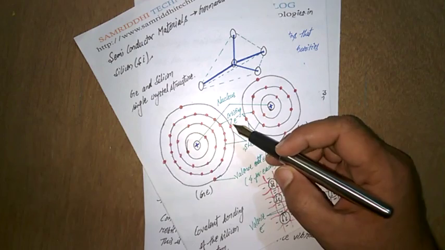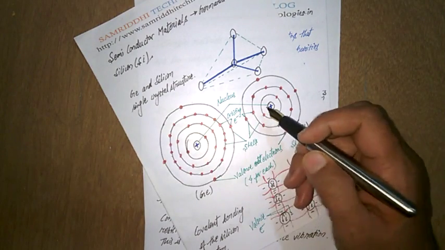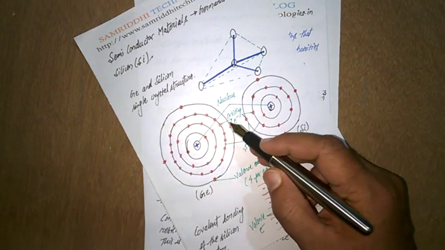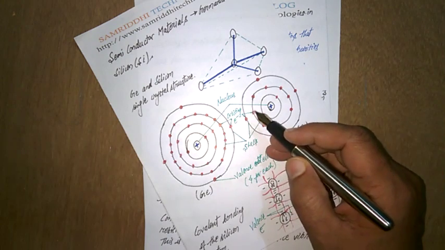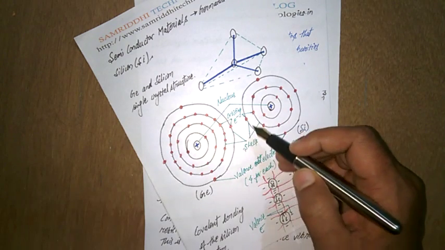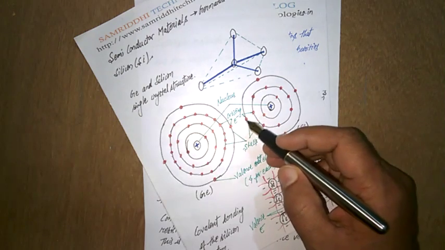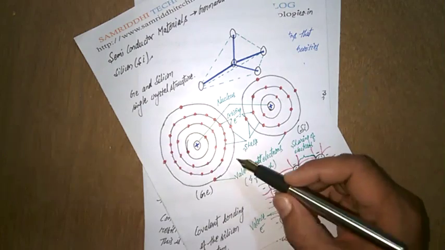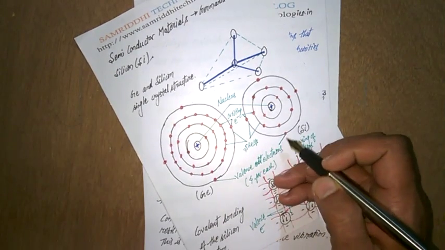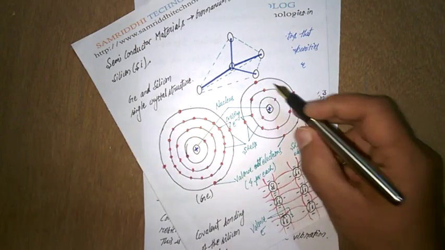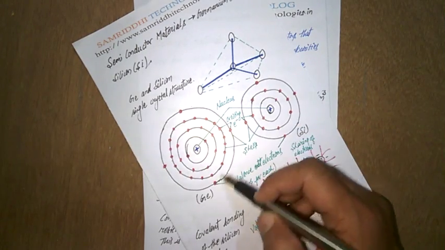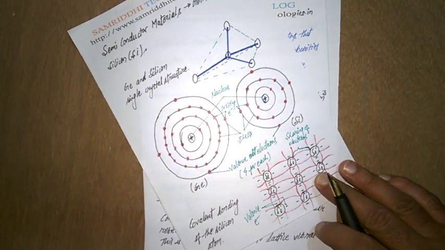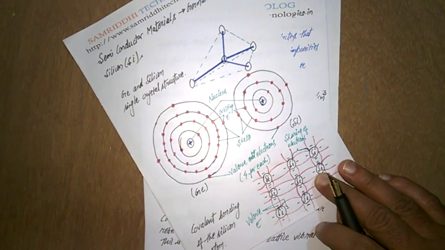Now if we see the atomic structure, this is for germanium, this is for silicon. These are the nucleus, these are the orbits or shells, these are the orbiting electrons, and these are the valence electrons. 1 2 3 4. In this case also 1 2 3 4, meaning both these semiconductors have 4 electrons in their outermost shell.